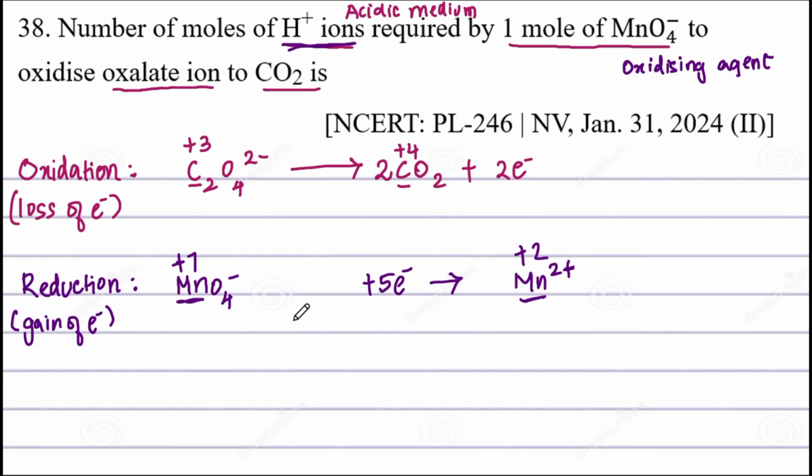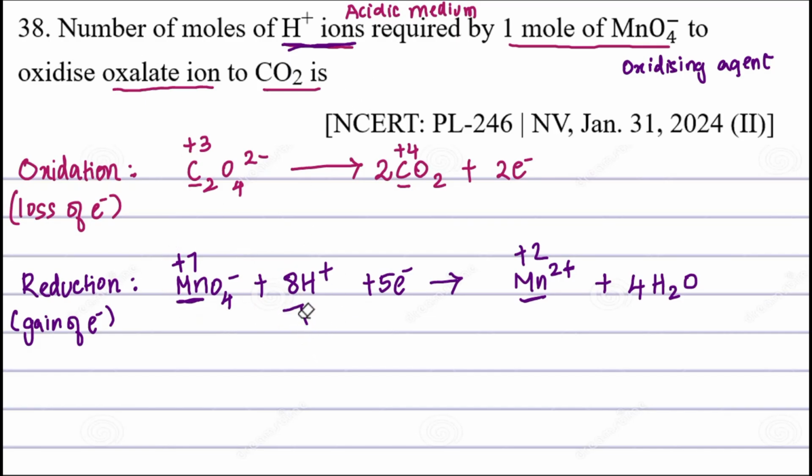Now you have to balance the number of atoms. The number of manganese atoms is already balanced. But 4 oxygen atoms are present in the reactant side. So in product you have to write 4 H2O. Then in product side you have 4 into 2, 8 hydrogen atoms. So in reactant side you have to write 8 H plus. So now you have got the answer. Here in reactant you have 1 mole of MnO4 minus. 1 mole of MnO4 minus requires how many H plus? It requires 8 moles of H plus. So already you got the answer.